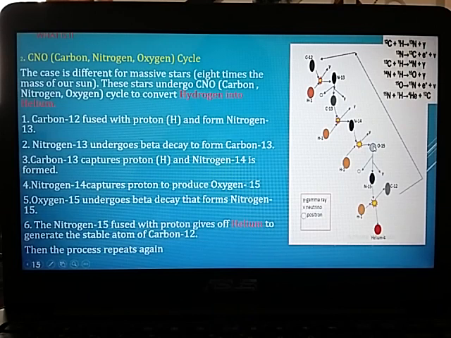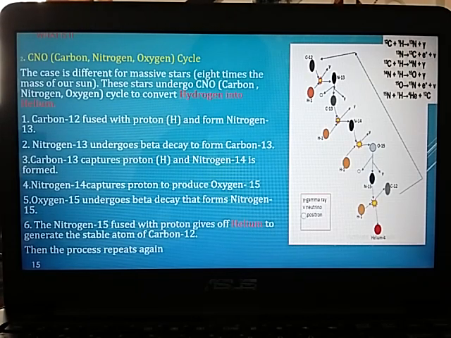Ayun. Oxygen-15 undergoes a beta decay and nitrogen-15 is the result. Nitrogen-15 fused with a proton and gives off helium to generate a stable atom of carbon-12. So, carbon-12 doon, carbon-12 din dito. So, anong na-produce? Ang na-produce is helium-4 again. In a carbon-nitrogen reaction, anong na-form? Ang na-form is a helium. So, kanina, helium din. Ngayon, helium. And the process repeats itself.